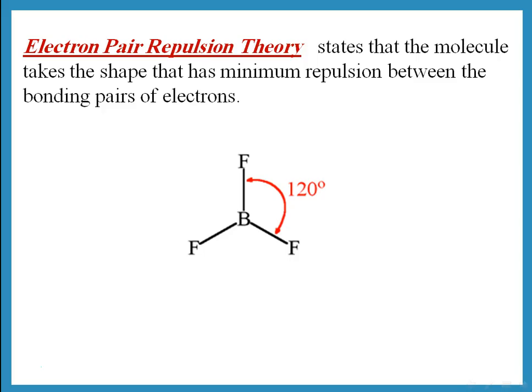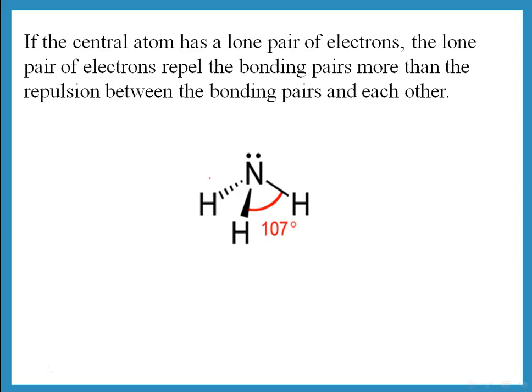So, for example, if we have BF3, the fluorines will try to space themselves out as far away from each other as possible, and that means it will be in this kind of shape with a bond angle of 120, for example. Now, if the central atom has a lone pair of electrons, for example, in this case, nitrogen has 3 bonds, also like boron in the BF3, but the difference is that the nitrogen has a lone pair of electrons. Now, this lone pair of electrons, they found that it will repel the bonding pairs more than the repulsion between the bonding pairs and each other.